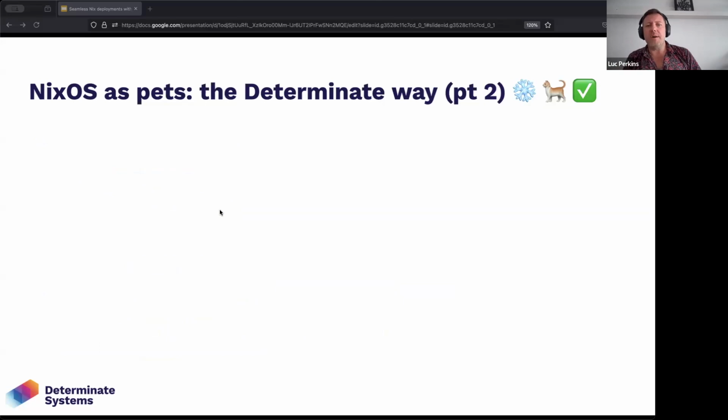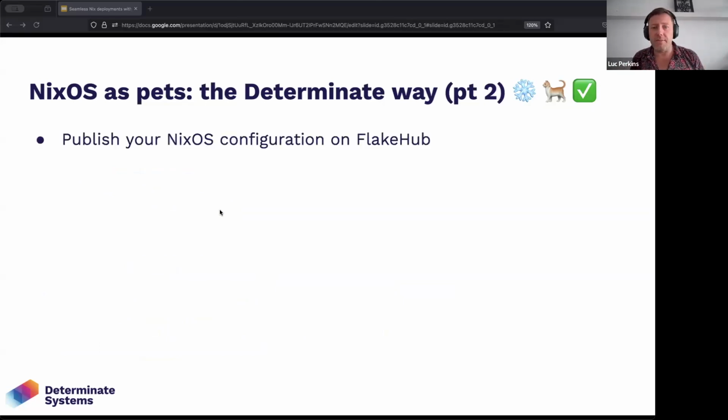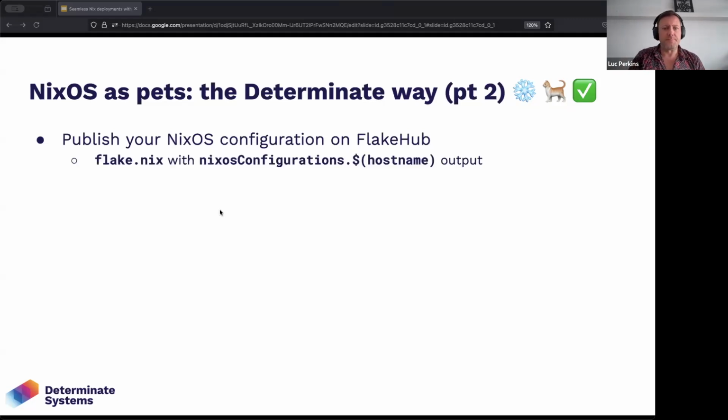Now, in order to actually apply this configuration, there's a few things you need to do. First, you need to create a flake that outputs your NixOS configuration, and you need to publish that to FlakeHub. Because when you publish to FlakeHub, that means your flake can be private, and you can take advantage of all the authentication primitives that we provide. These are primitives that GitHub itself doesn't and will not ever provide.